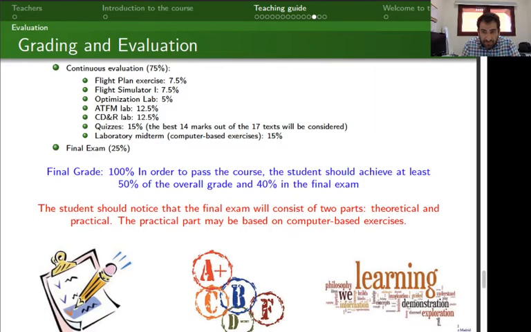And here's the grading, right? This is a course that is very oriented towards continuous evaluation, and thus we have this 75% continuous evaluation, including the flight plan exercise and flight simulator, 7.5% each, optimization lab 5%, these 2, flow management and conflict detection resolution lab, 12.5% each, quizzes 15%, but I'm gonna just take the best 14 marks out of the 17.